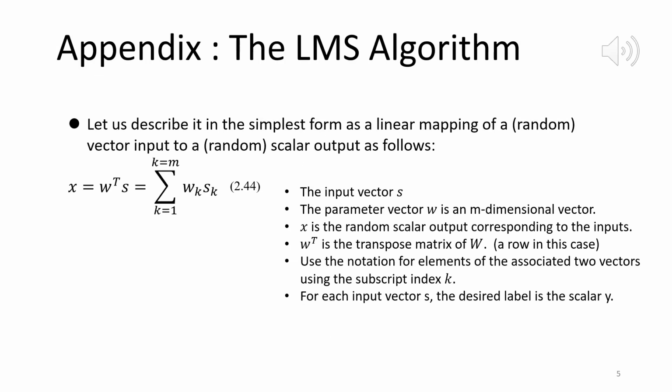Let us describe the LMS algorithm in the simplest form as a linear mapping of a random vector input to a random scalar output, as shown in equation 2.44. Where the random variable vector s and the parameter vector w are m-dimensional vectors, and x is the random scalar output corresponding to the input s. The transpose of vector w can be viewed as the first row of the matrix W in equation 2.40. The two vectors, s and w, are indexed by k. For each input vector s, the desired label is the scalar y.